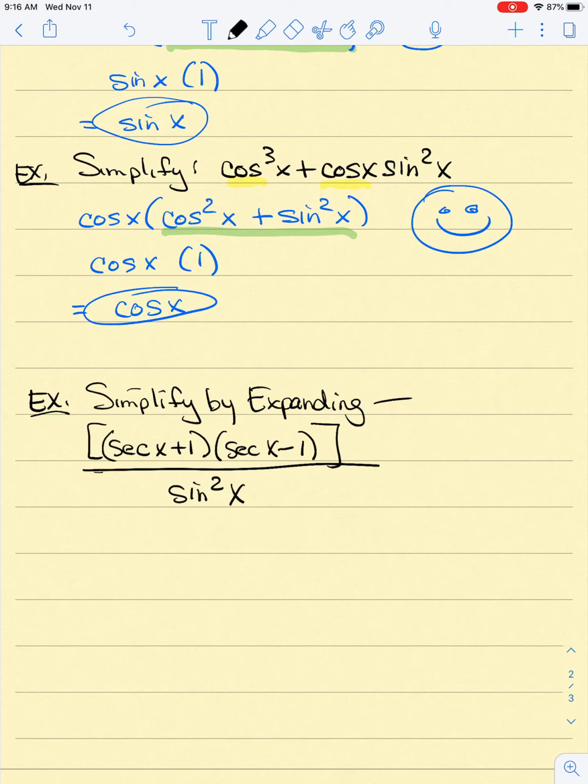Well, isn't that special? If we're going to expand, that means we have to do FOIL up top. If you do some FOIL over to the side, you're going to end up with secant squared x minus 1, and we're still all over sine squared x. I could do that FOIL for you over here: secant squared x minus secant x plus secant x minus 1. So you see those secants cross out in the middle.